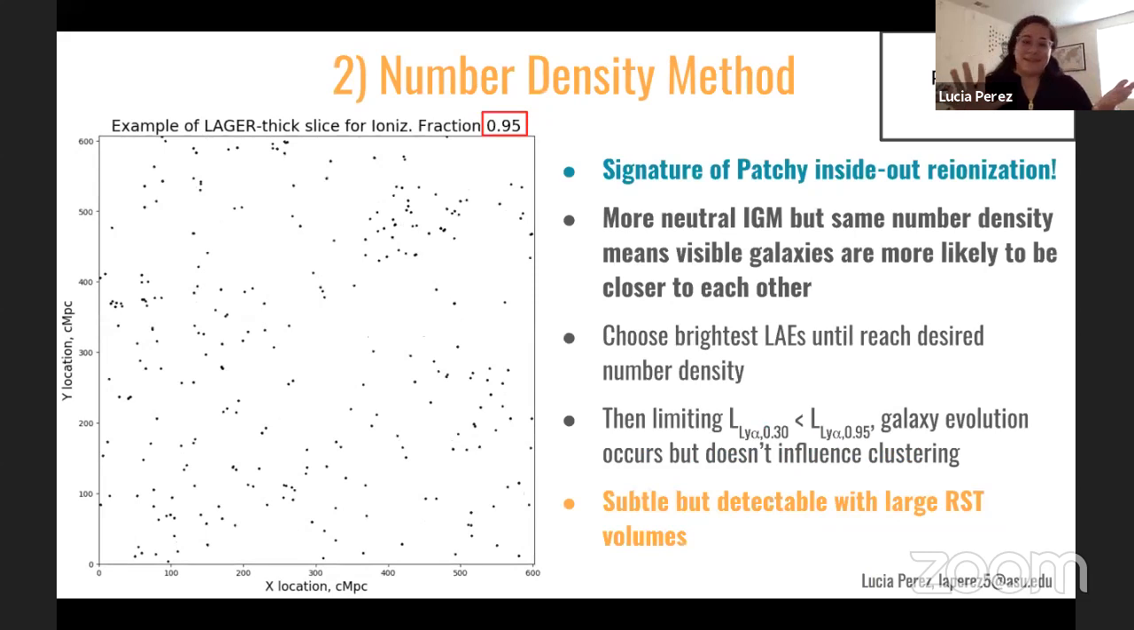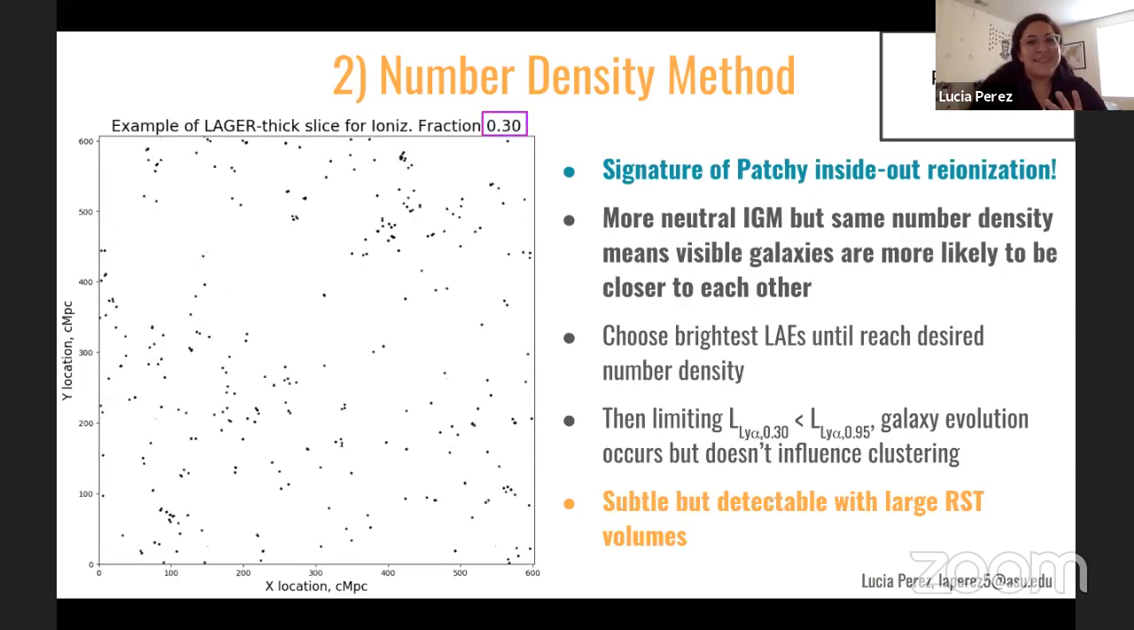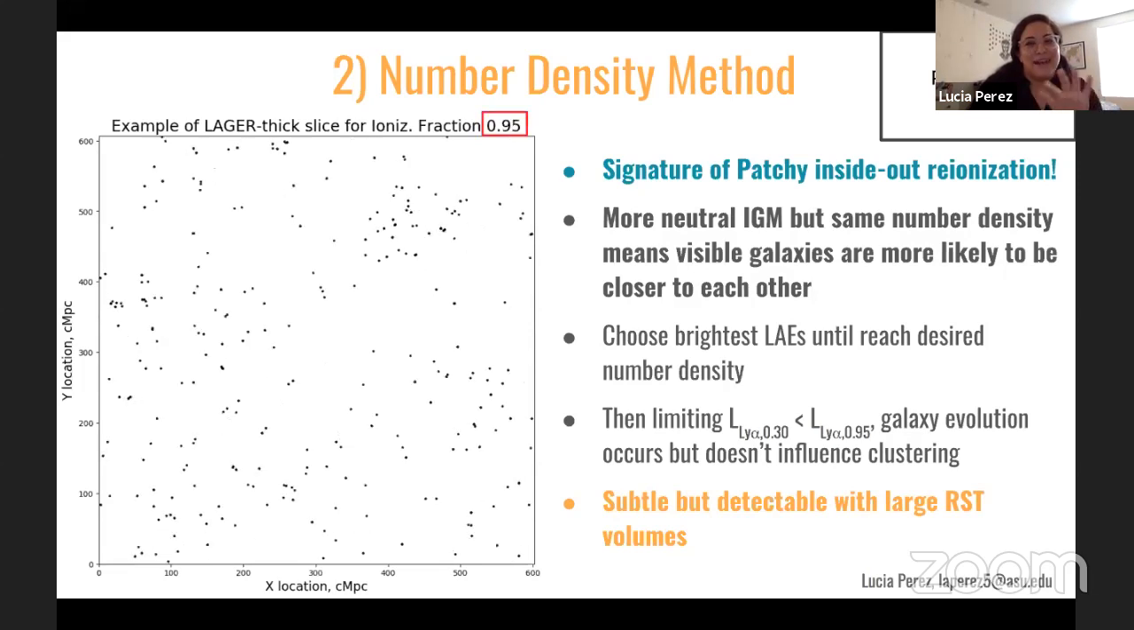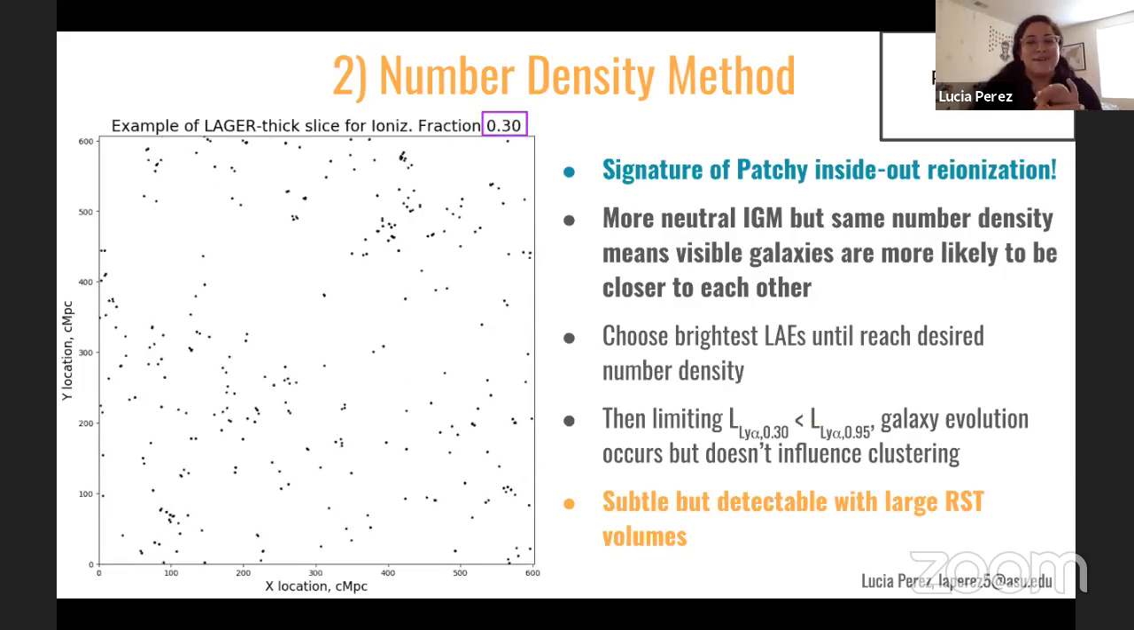But the second method we can do is taking advantage of the fact that we think that reionization is an inside-out patchy process. So Lyman Alpha emitters are more likely to be observed where the intergalactic medium has already been ionized. If you imagine 2 distributions at different ionization fractions, but you hold them to the same number density, the more neutral one will appear more clustered. You can see this as I flip between 95 and 30% ionized. And this is a really subtle signal that, again, is a signature of patchy inside-out reionization.